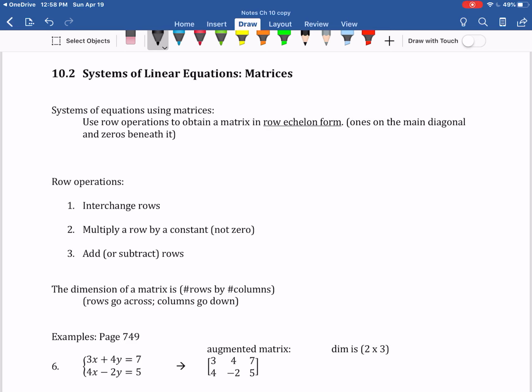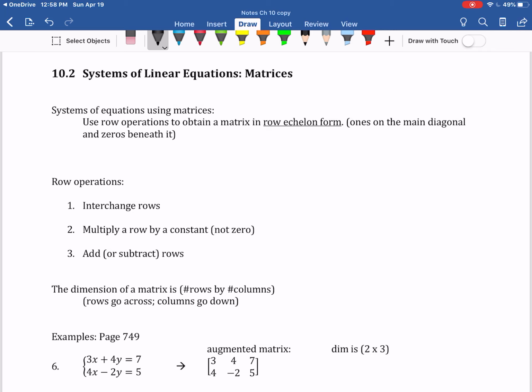We're continuing our discussion on solving systems of equations that involve linear functions. And instead of using the methods we discussed previously, which were substitution and elimination, we're going to use a third method, which is known as the matrix method. Matrices are a great tool to solve systems of linear equations.